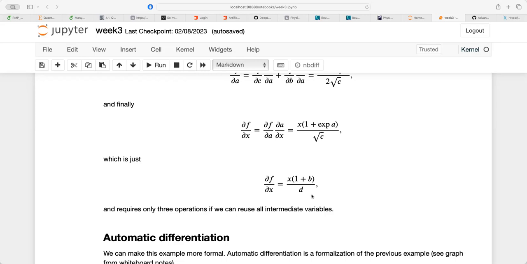So automatic differentiation makes use of all these kind of intermediate steps. And since we need to calculate the function itself and the derivative, that means that pre-calculating some of these quantities is something which we will have to do anyway, or should do. Yeah?